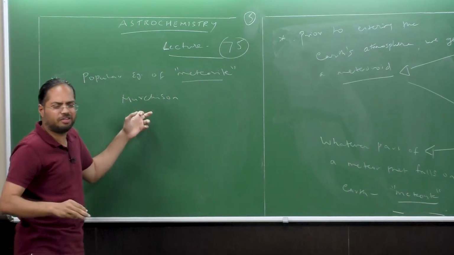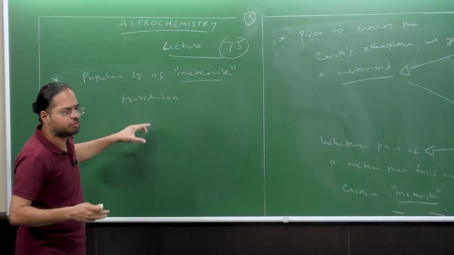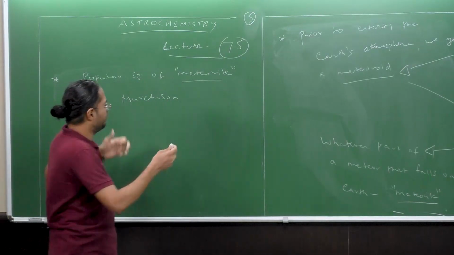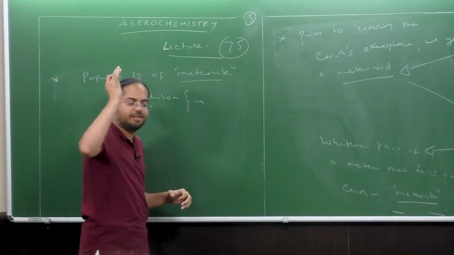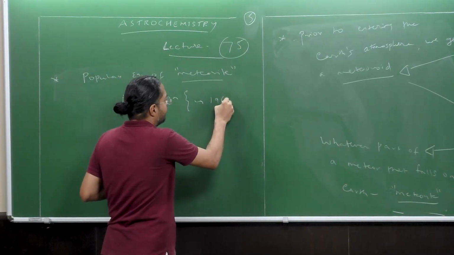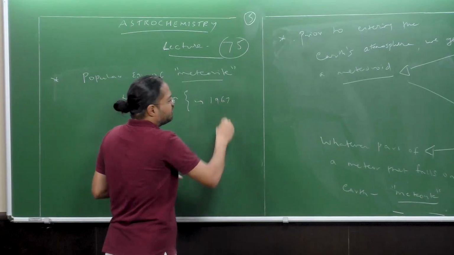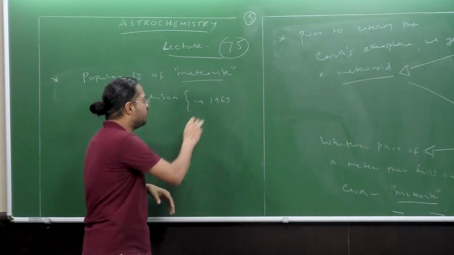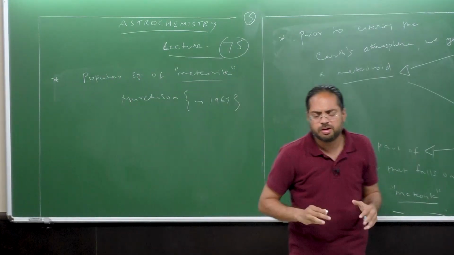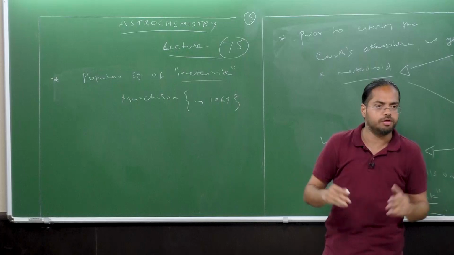Now, Murchison is a place in Australia, which is where this meteorite fell. So that's why it's called the Murchison meteorite. It fell approximately in the late 1960s, maybe 67 or 69, I'm not sure. Around that time the meteorite fell, and it has been heavily analyzed by various astronomical bodies.